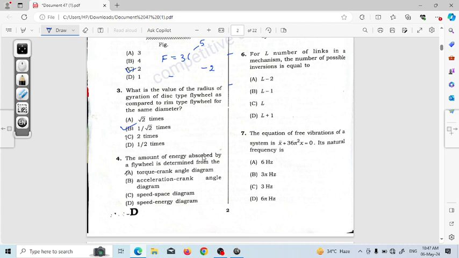Next, the amount of energy absorbed by a flywheel is determined from the torque and crank angle diagram, acceleration crank diagram, speed space diagram, or speed energy diagram. So the right answer will be the torque and crank angle diagram.